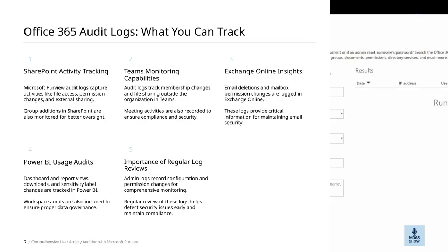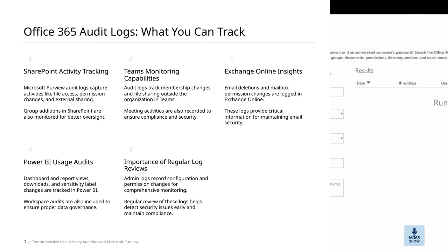Let's take a closer look at what you can track with Office 365 audit logs. First, comprehensive user activity auditing is made possible through Microsoft Purview. This means we can monitor a wide range of actions users take across the platform, giving us a complete picture of activity. For example, admin logs are crucial because they record configuration changes and permission adjustments. Keeping an eye on these helps us maintain security and ensures compliance. Regularly reviewing these logs allows us to spot potential issues early and respond promptly.